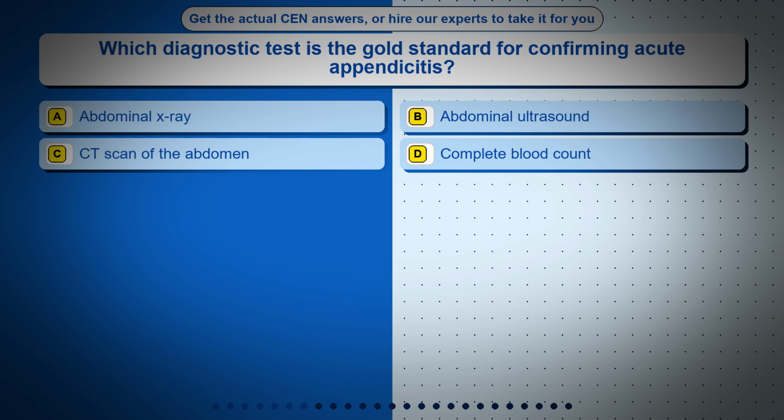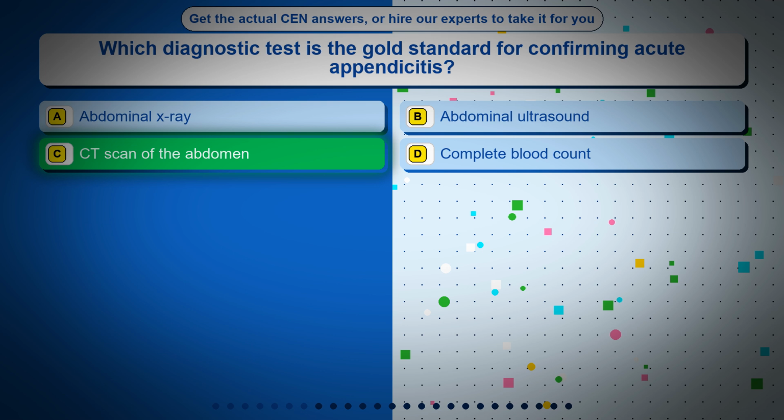Question 7. Which diagnostic test is the gold standard for confirming acute appendicitis? Option A, abdominal X-ray. Option B, abdominal ultrasound. Option C, CT scan of the abdomen. Option D, complete blood count. The correct answer is Option C, CT scan of the abdomen.